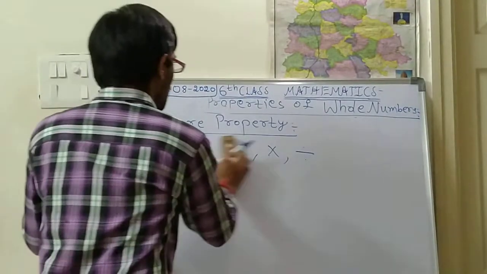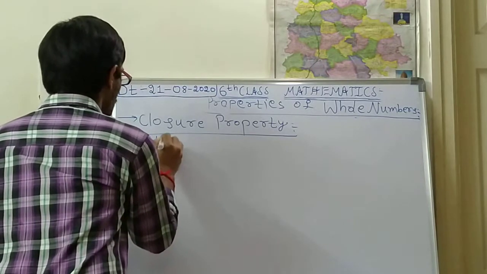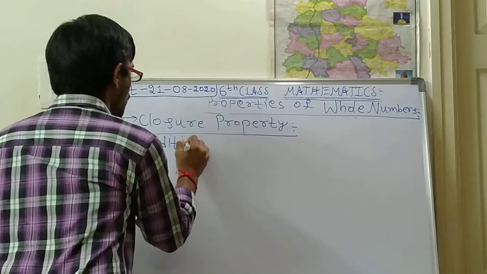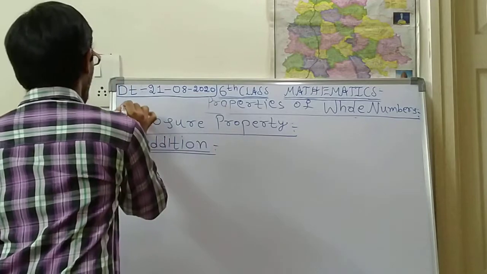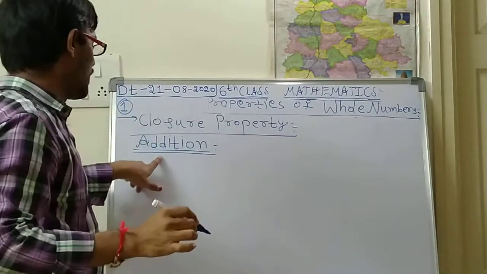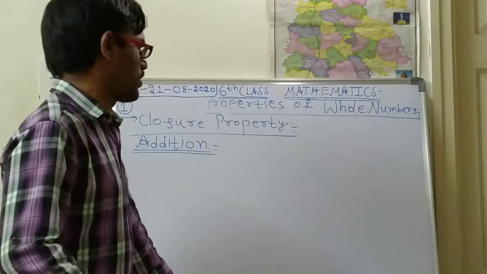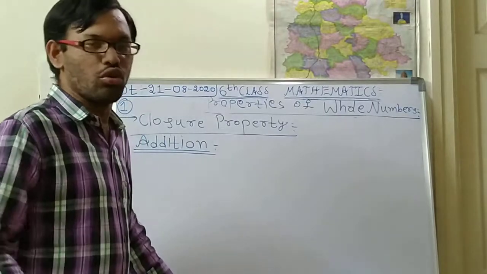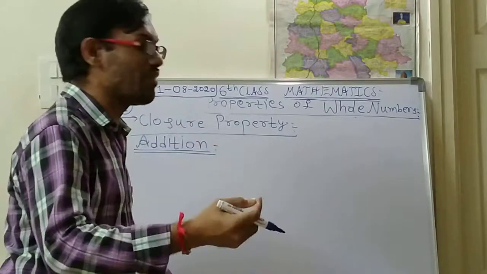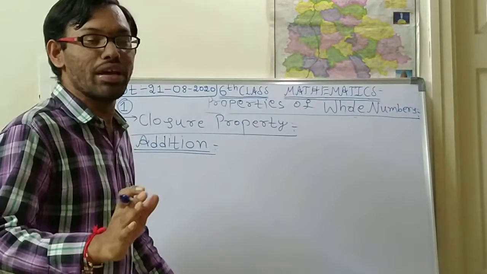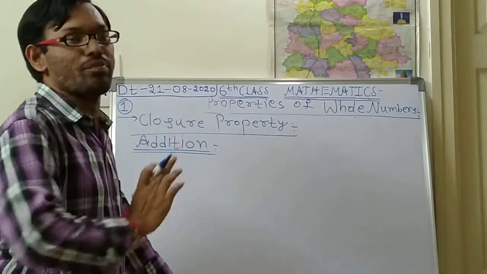First, in this closure property, I am taking addition: closure property under addition. This is the first property, and the sub property is addition. So what does closure property mean? Suppose you are adding any two whole numbers, the result should also be a whole number only. That is called the closure property.